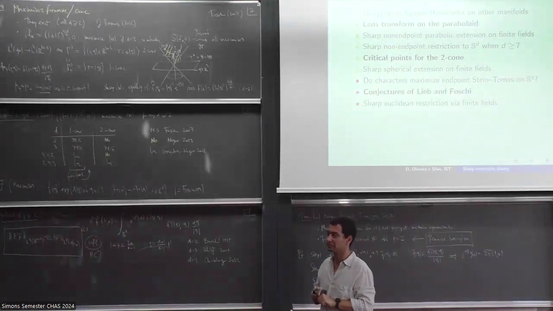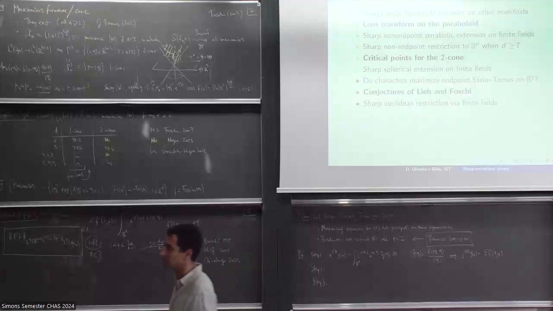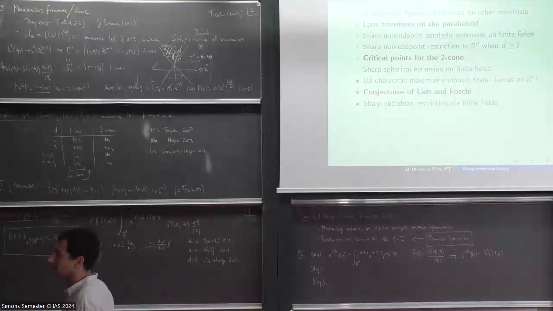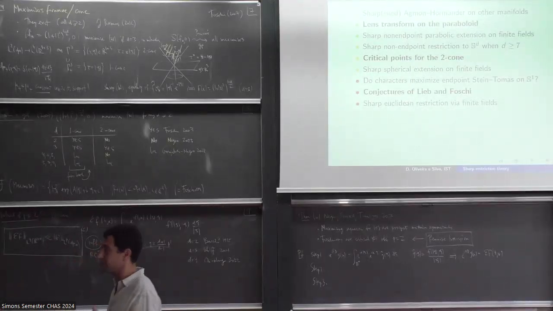Because that function does not maximize. Not even does it not maximize, it's not even a critical point. It's not a critical point, it's not a local maximizer, it's not a global maximizer. But by compactness, they exist. They exist, exactly. So what are they? Completely unknown.